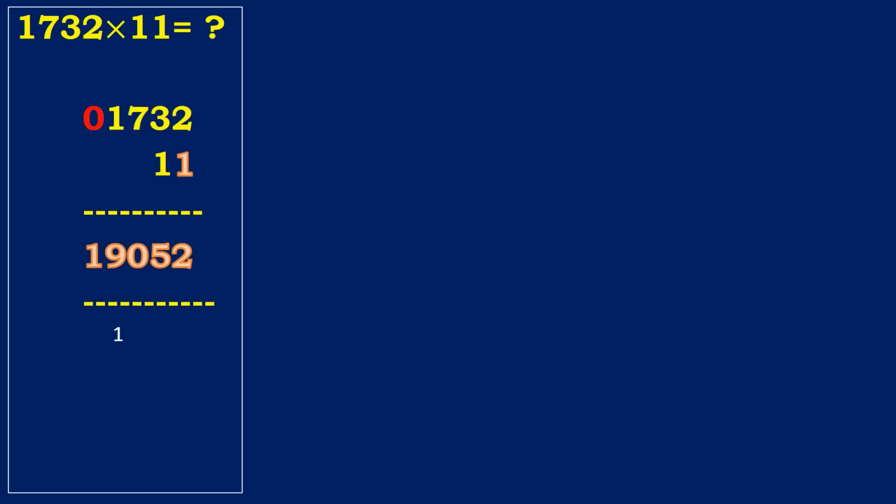Finally, the last step here would be, we need to consider a 0 before the number, so 1 should be multiplied with 0. 1 into 0, 0 plus 1 will give us 1, so 0 plus 1 is 1, and that will come in the last step of the answer. The answer for 1, 7, 3, 2 multiplied with 11 is 19,052. Let us look at another example.